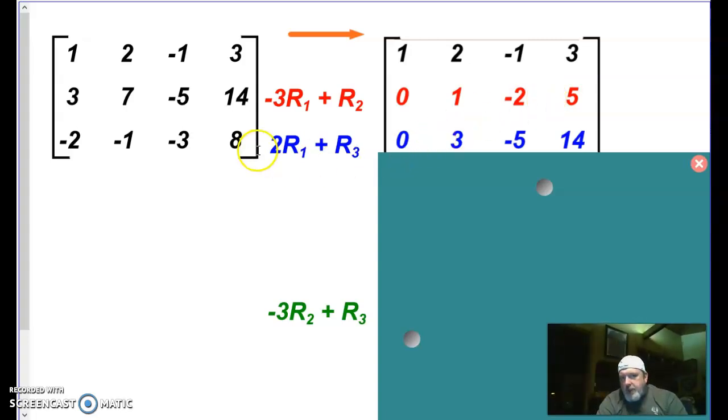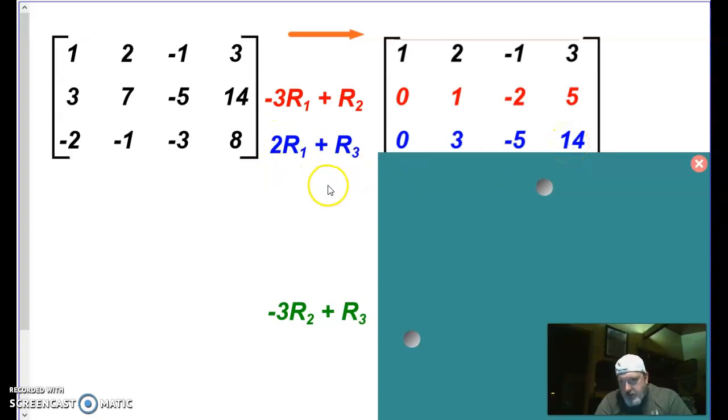For row 3, we're going to take 2 times row 1 and add that to row 3. So 2 times 1 is 2, plus negative 2 is 0. 2 times 2 is 4. 4 minus 1 is 3. 2 times negative 1 is negative 2, minus 3 is negative 5, and 2 times 3 is 6, plus 8, giving us 14.